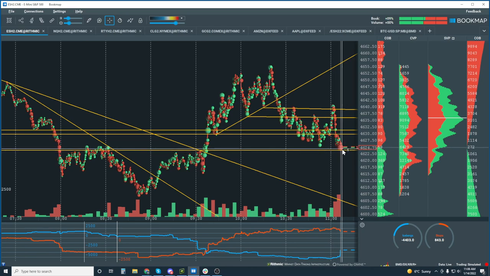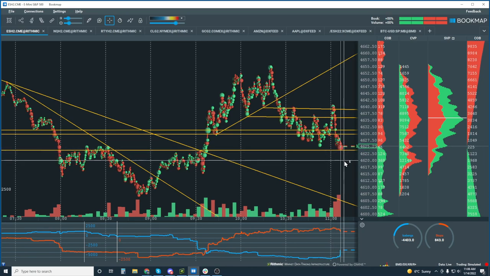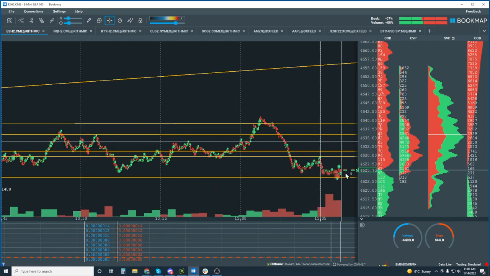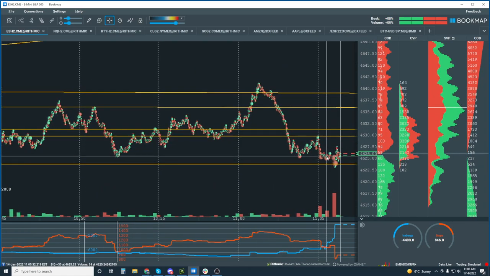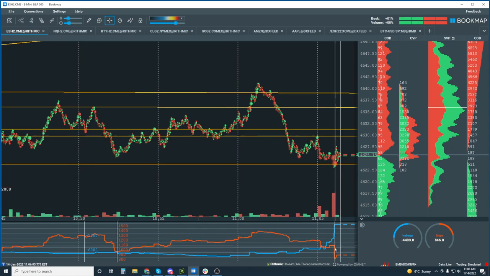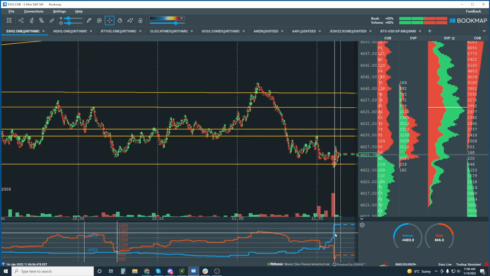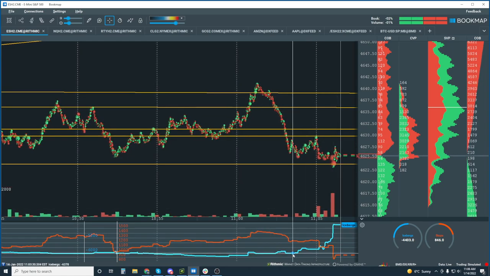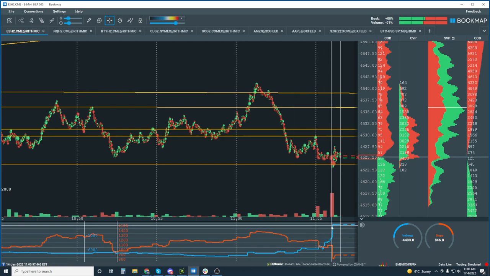Look at the selling here, right? Now look at the selling and where is it going? Lots of selling. Do we get price movement with it though? Not yet. Why? Look at this huge iceberg just coming in. Huge. This is like 2,000.